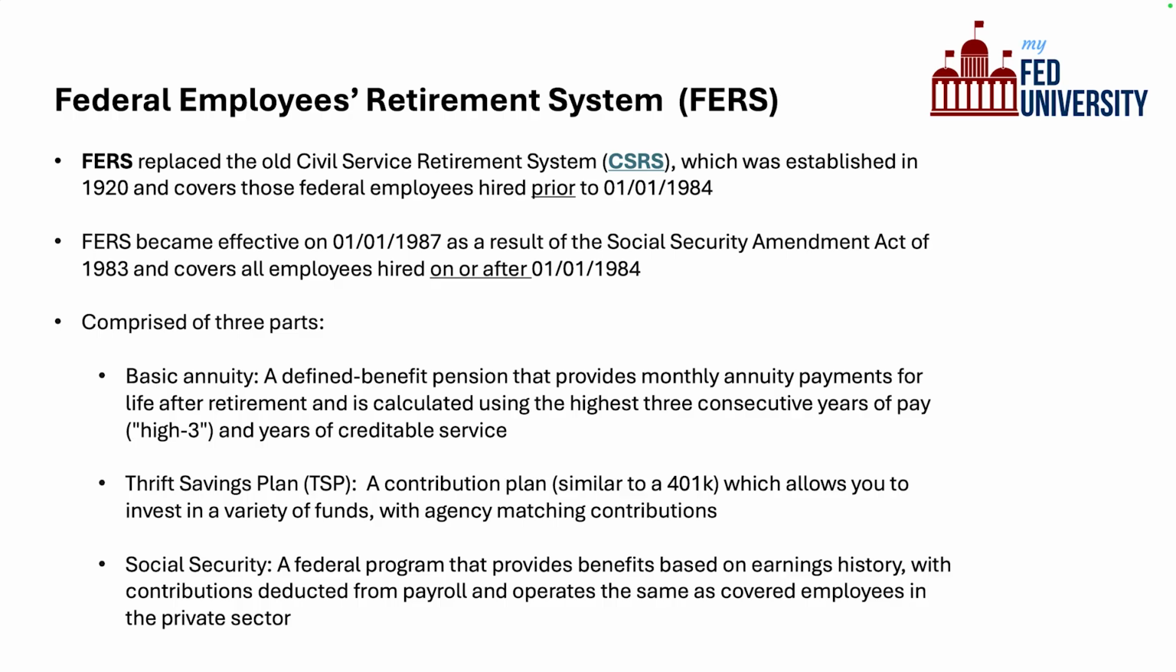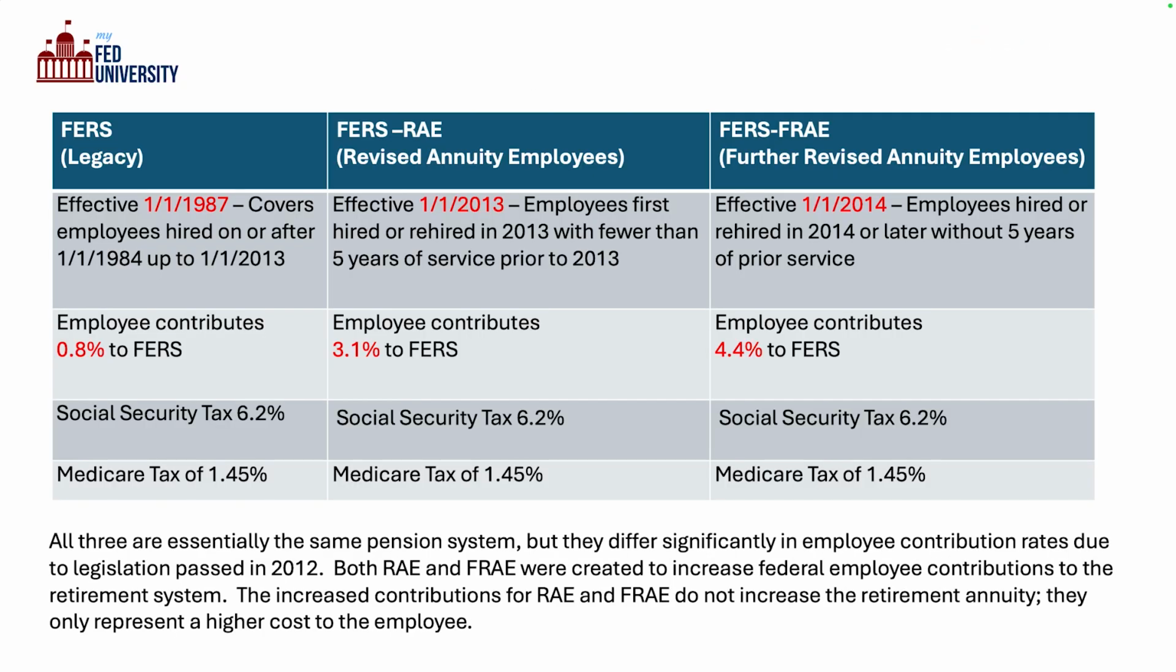The last component is Social Security. And as most of us know, Social Security is a federal program that provides a benefit based on your earnings history, with contributions deducted from your payroll. And it operates the same as for covered employees in the private sector. So as mentioned earlier, these three components form that three-legged stool, with each leg designed to provide income security in retirement.